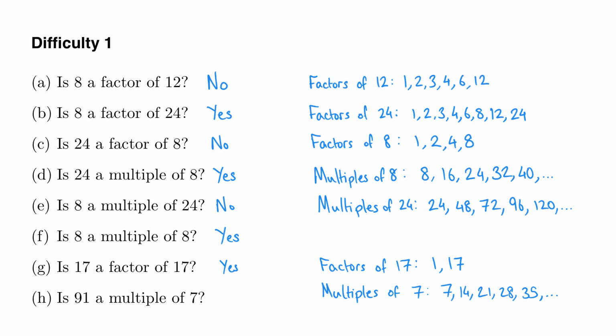So how can we test to see whether 7 is a factor of 91? Well, I can work out 91 divided by 7, either using a calculator or by a written method. 7 goes into 91 exactly 13 times with no remainder. That means 7 is a factor of 91, and that means that 91 is a multiple of 7.